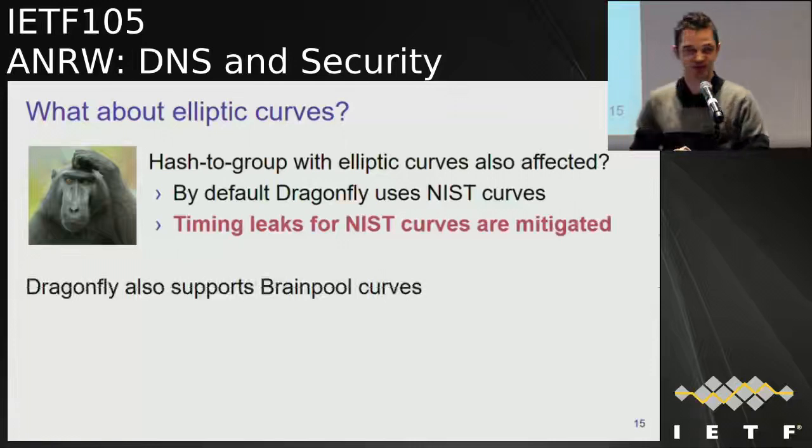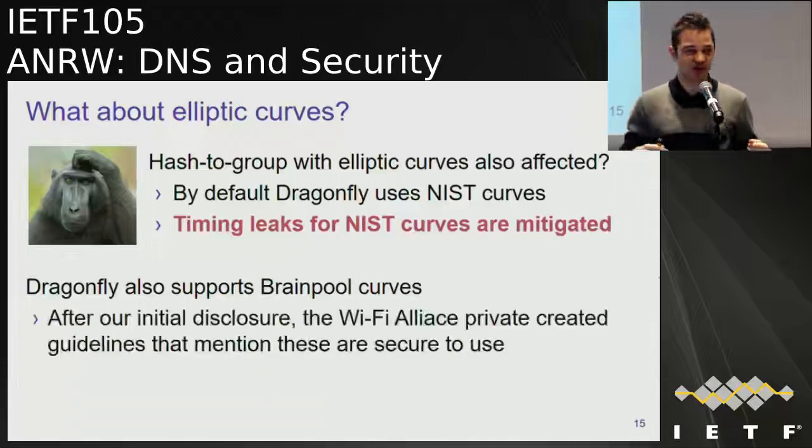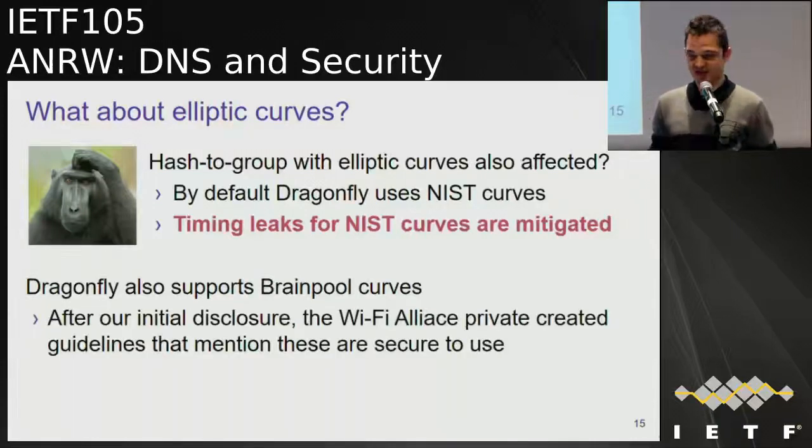Unfortunately, Dragonfly also supports Brainpool curves, and interestingly, initially, we didn't look at these Brainpool curves because Dragonfly supports a lot of parameters, so it's hard to analyze every possible scenario. But the reason we did look at Brainpool curves is because after our initial disclosure to the Wi-Fi Alliance, they privately created some recommendations on how to avoid our attacks. And in those recommendations, they said, okay, you can use Brainpool curves. They are safe to use. There are no timing attacks against them.